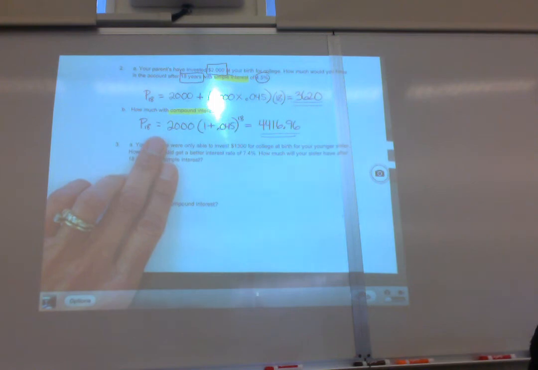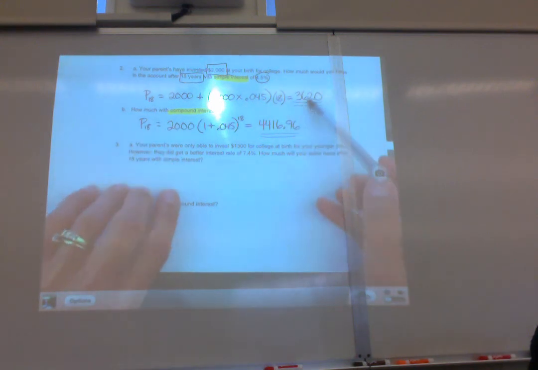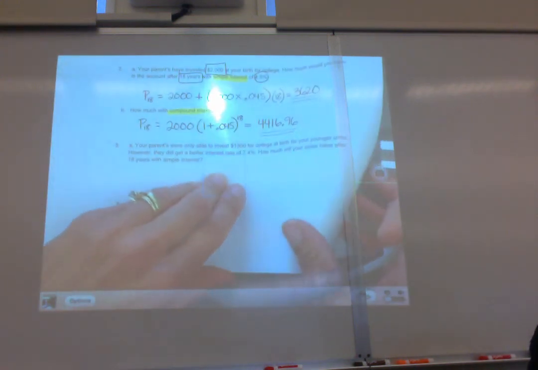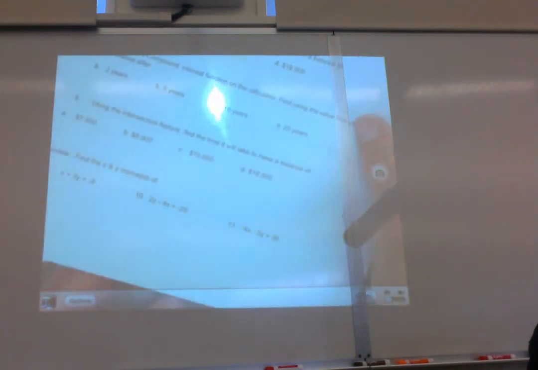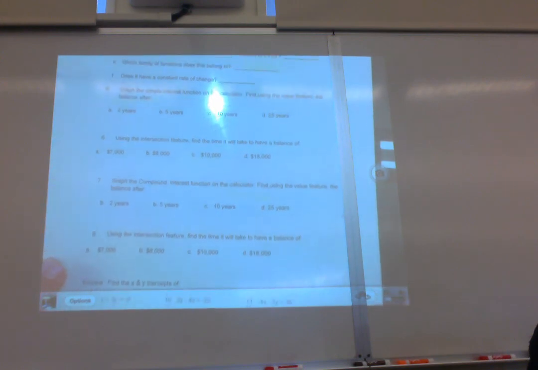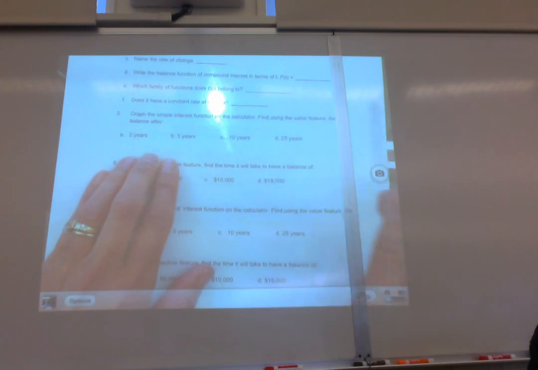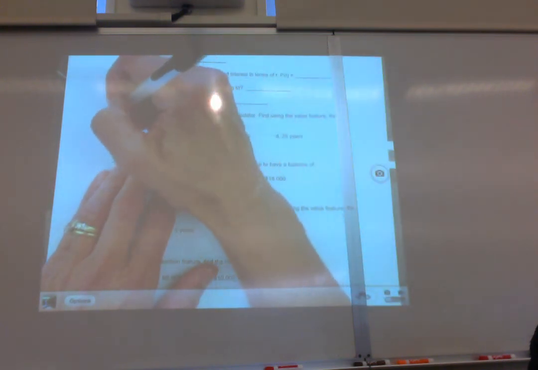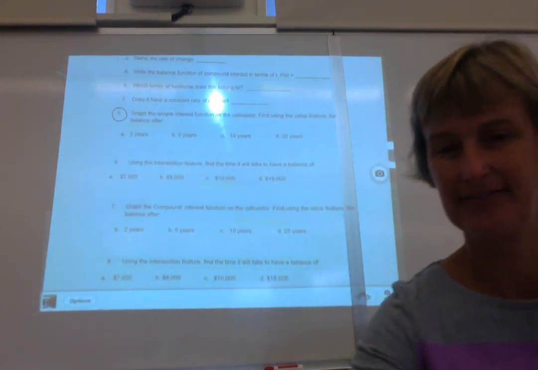Now, the car ones that we've had, the car loans, how many years were we talking about? 5. So in the car ones, it didn't make that much difference. But this college one, 18 years, it's making a big deal. Let's see what's on the back of this page. Flip the page. Okay, let's take a look at number 5 on the back side. Number 5. How are we doing here?